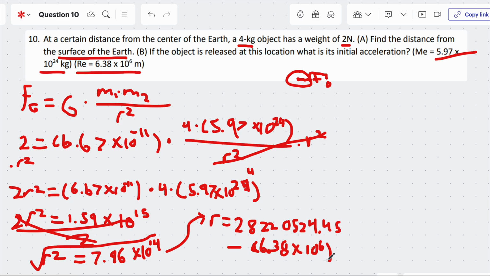Take that really long string of numbers, subtract. If you don't know how to put this in your calculator, I would keep those in parentheses. Otherwise, figure that out first and then subtract it. 6.38 times 10 to the 6th, which is, that right? Oh, that is right. Okay.